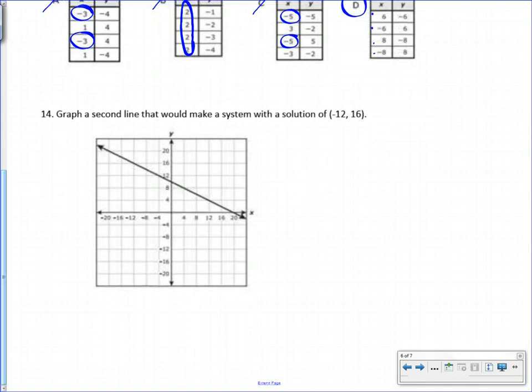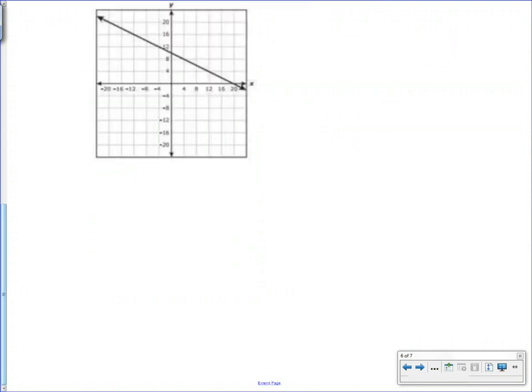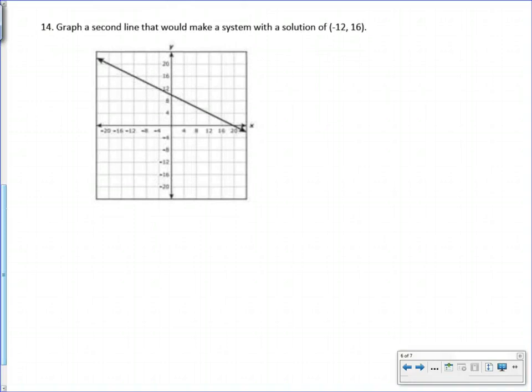Number 14, graph a second line that would make a system with a solution of -12, 16. So if I want my solution to be -12, 16, that means both lines have to go through that point. So all you need to do here is draw a second line that would go through that point with the first line. It doesn't matter what type of line you draw as long as they're all going through that same point, -12, 16.